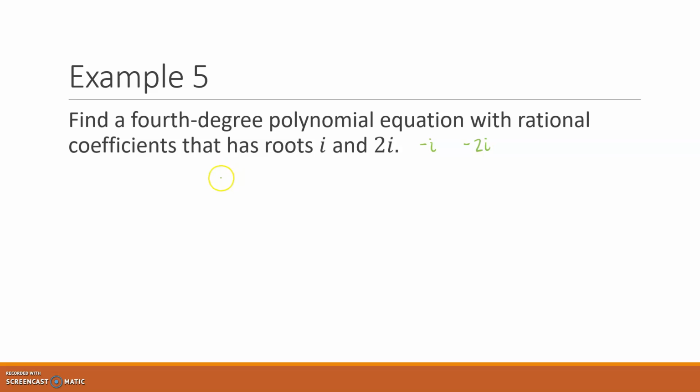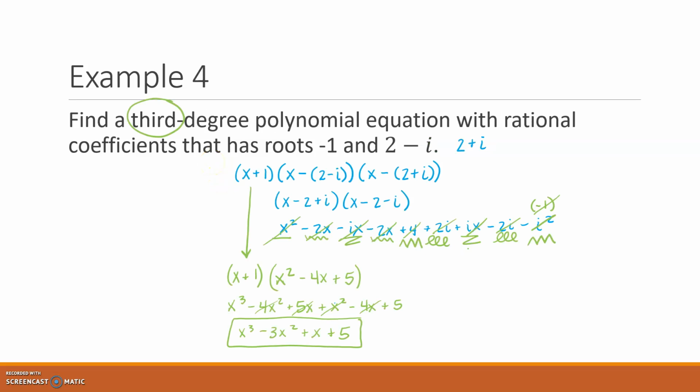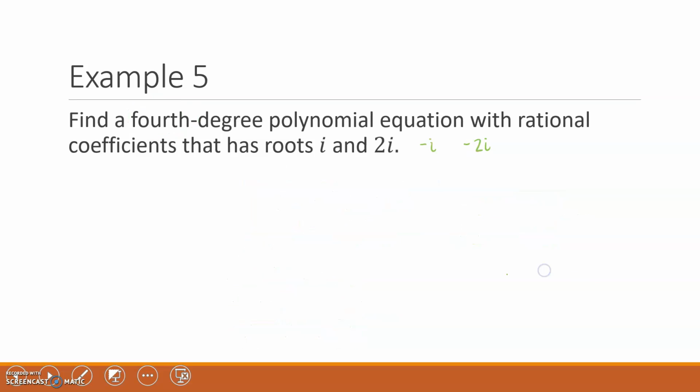So let's write out our factors. Go ahead and write this out in factored form using what we did here as an example. All right, so we're going to have x minus i and x plus i, x minus 2i, x plus 2i. And now I would recommend foiling the first 2 and the second 2 together first. So foil the first 2 together, see what you get. Then foil the last 2 together and see what you get.